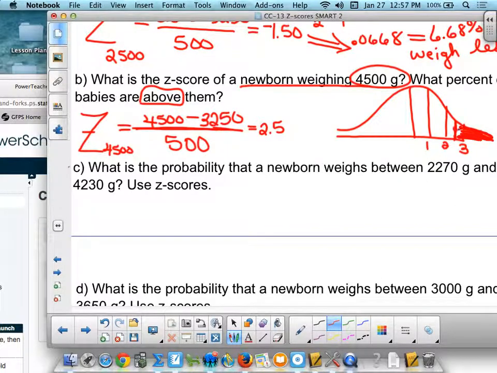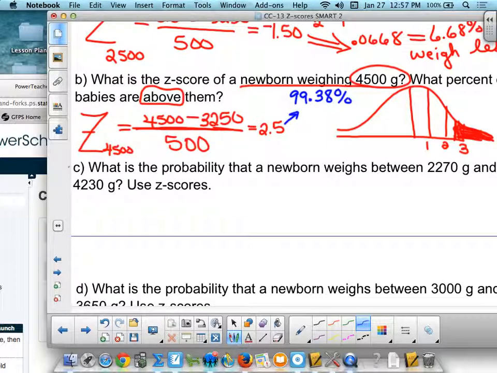You guys, this is us. We're looking for this. Now the table's not going to give you above. It gives you below the Z-score. So what percent does this translate to? 99.38%. Louder. 99.38%. Okay. So that's what falls below that baby.